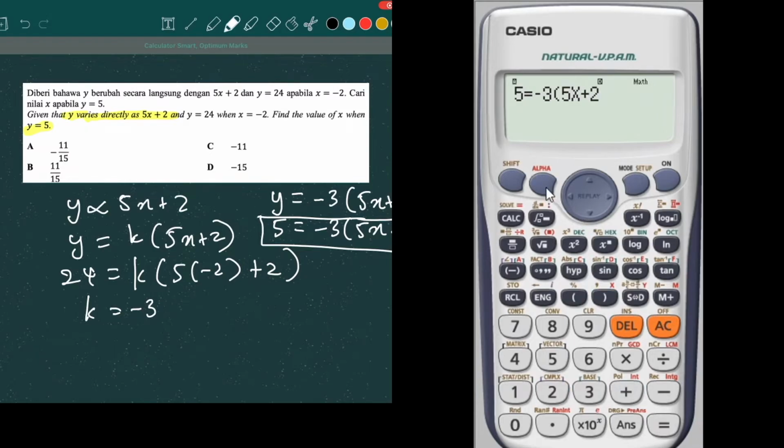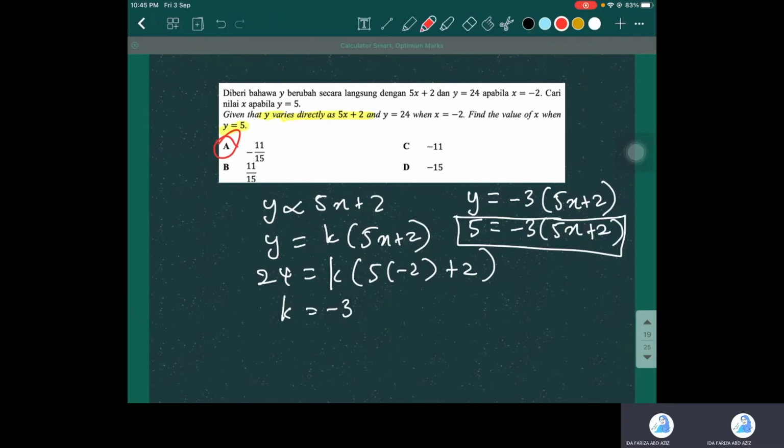Okay. And then tekan shift solve. Dah kita tekan equal sign kat bawah, dapat dalam bentuk macam ni kan, negative 0.7333. So, tekan je shift ABCD, kat situ dapat negative 11 over 15. So, A is our answer. Lupa tukar color pen. A jawapan kita. Alright.